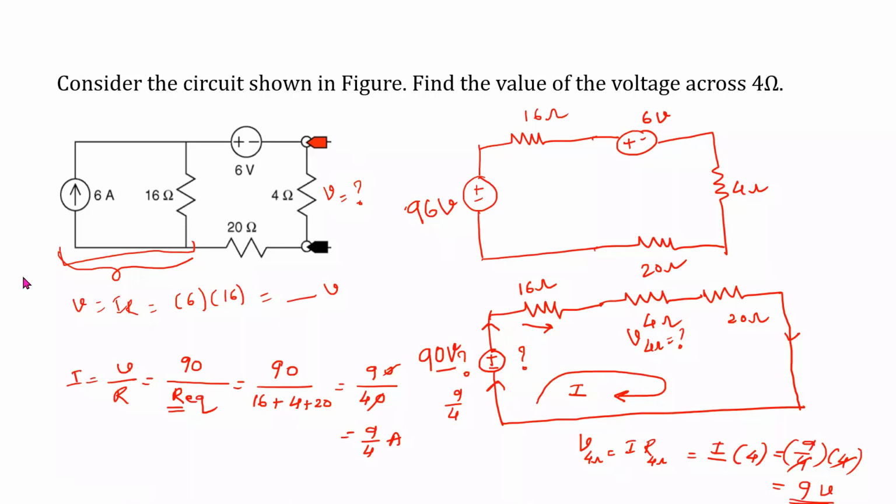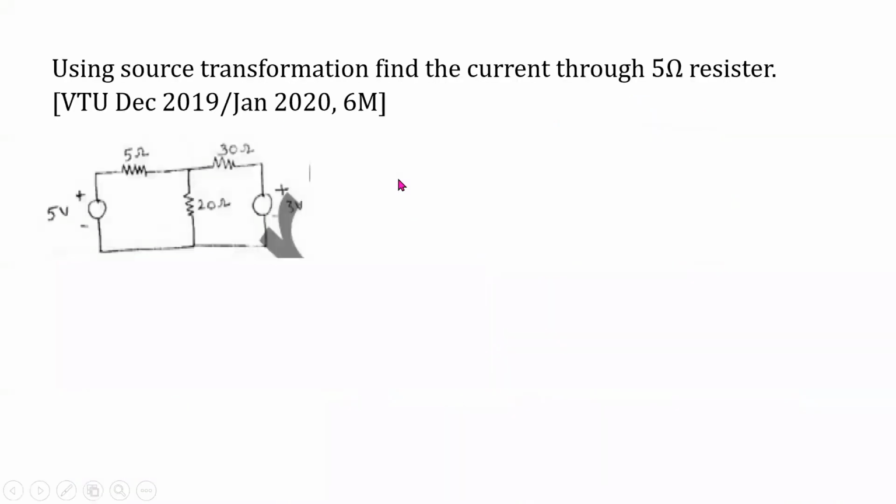Will you solve the next question? Using source transformation, find the current through 5 ohm resistance. It was asked in the VTU examination, December 19, 6 months. Actually, it was given as an assignment. How many of you solved this? Anybody solved this? Anybody tried this problem?